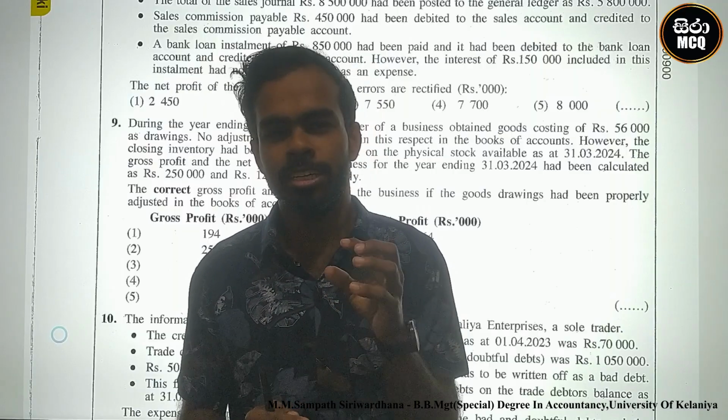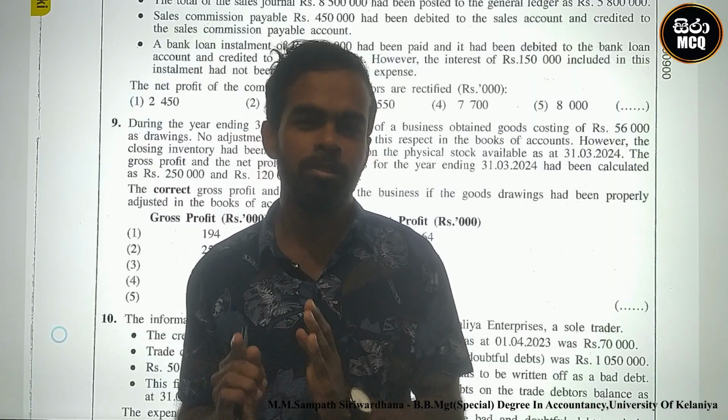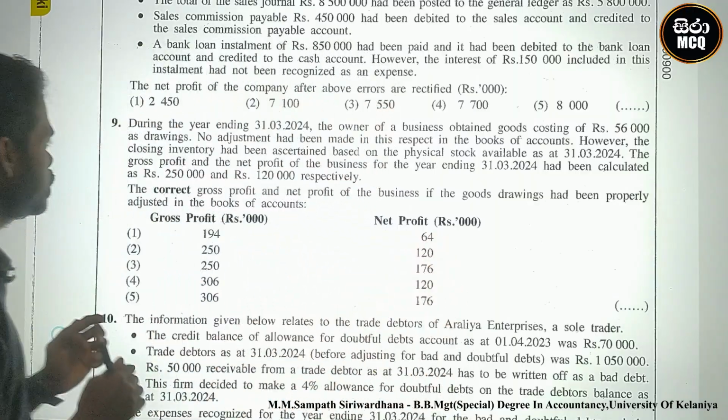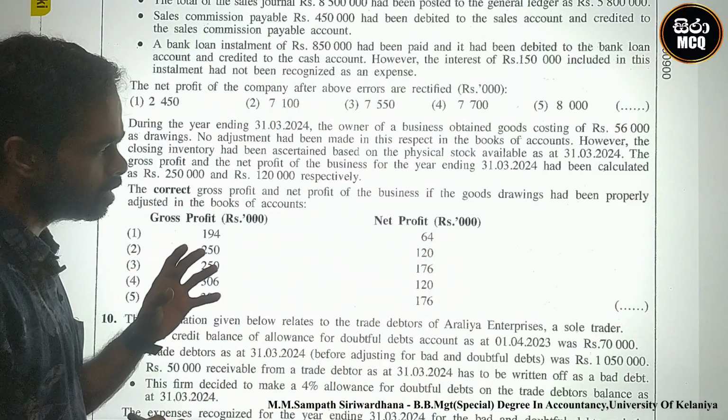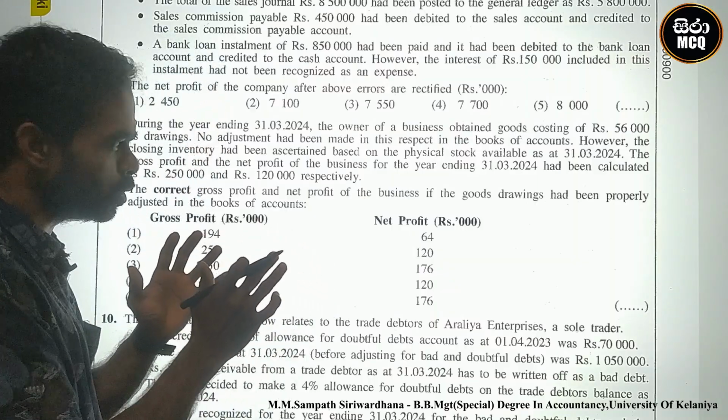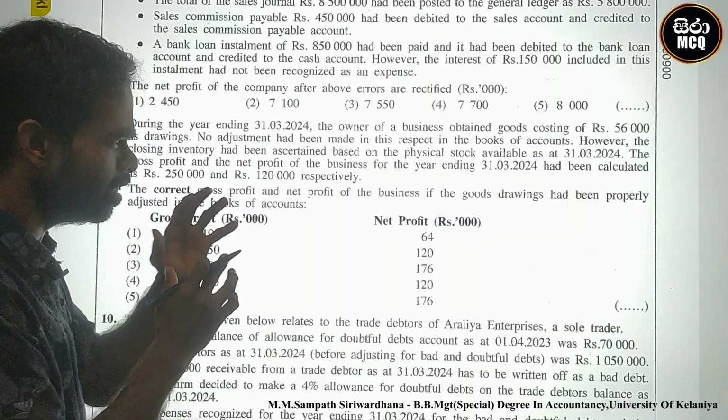Today we will discuss the 2024 A-level accounting paper MCQ, English medium. Question number 9. This is the crucial point. This is the error correction method we use to find the answer.